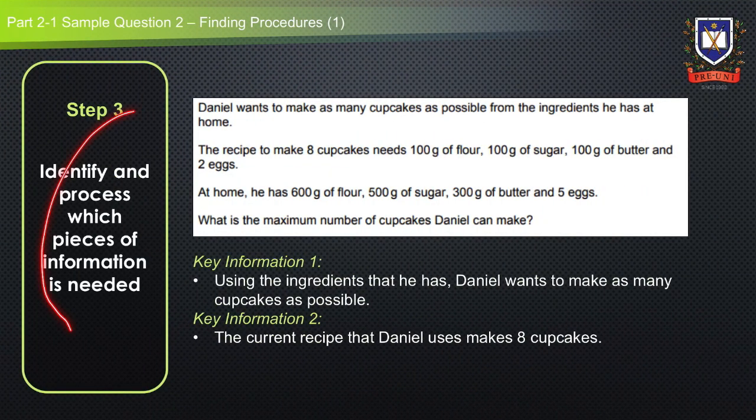Next is to identify and process which pieces of information is needed. From this question, there are 2 key pieces of information. Key information 1 is, using the ingredients that he has, Daniel wants to make as many cupcakes as possible. And key information 2 is that the current recipe that Daniel uses only makes 8 cupcakes.